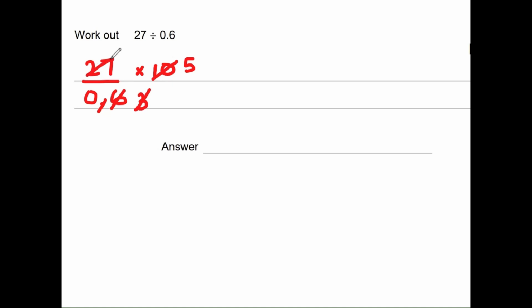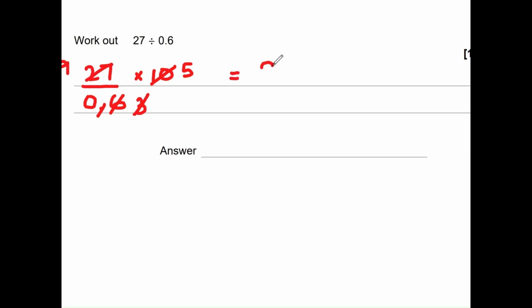3 divided by 3 is 1. 27 divided by 3 is 9. So we are left with 9 times 5, which is equal to 45. So our answer is 45.